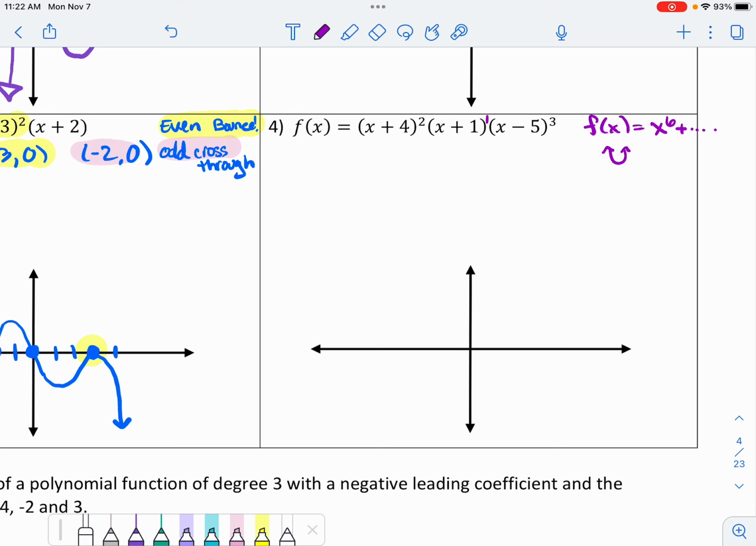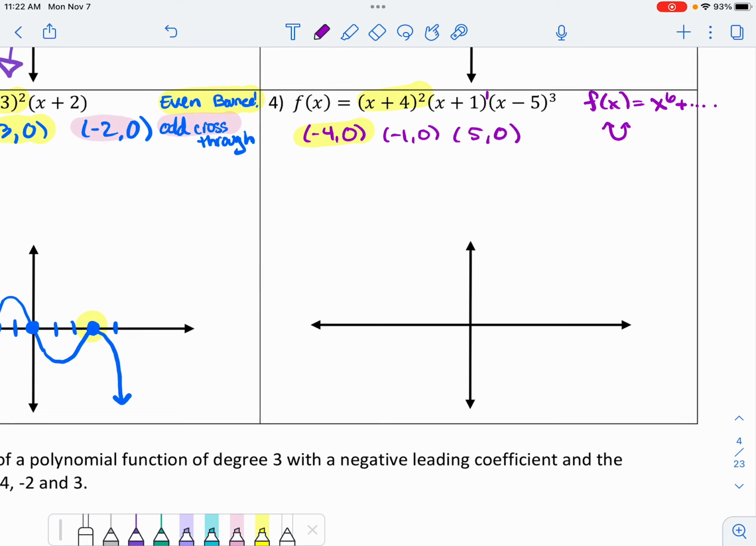I know that my x-intercepts are at negative 4, 0, negative 1, 0, and 5, 0. The even multiplicity is going to be a bounce or a touchdown. The other ones are going to cross through. So when I graph it, I'll highlight it to make sure I don't forget that.